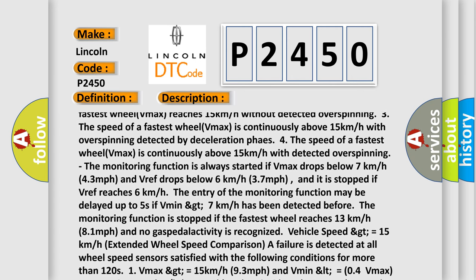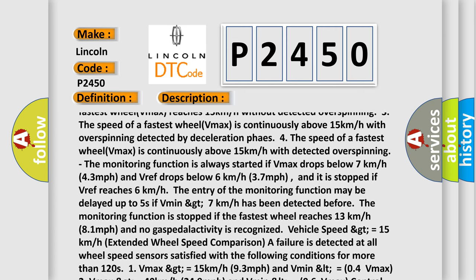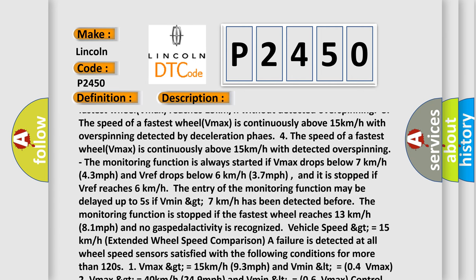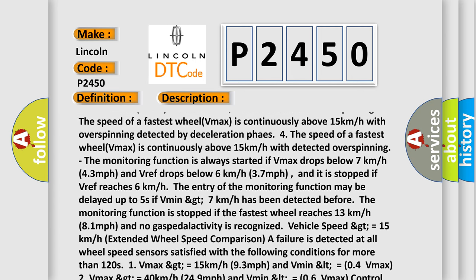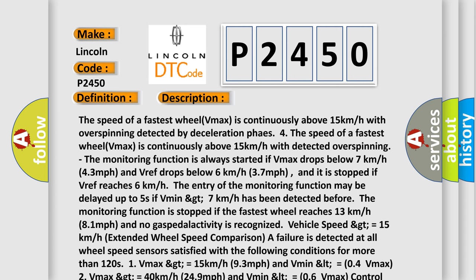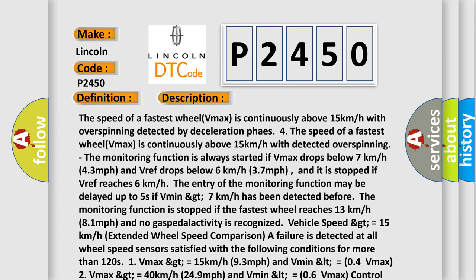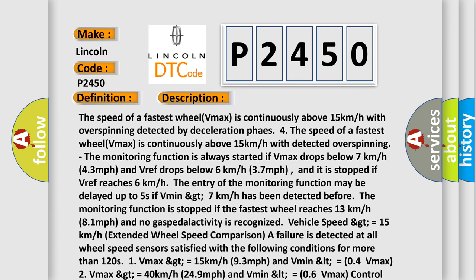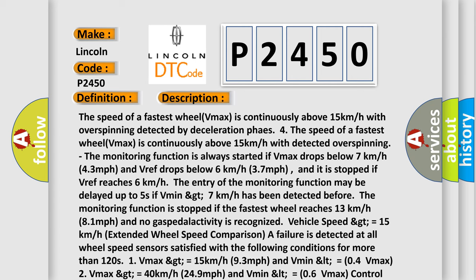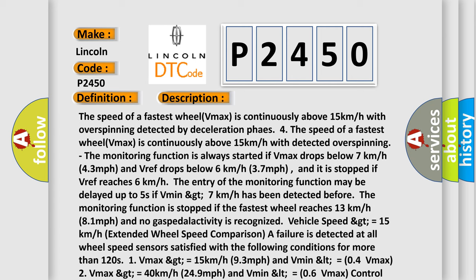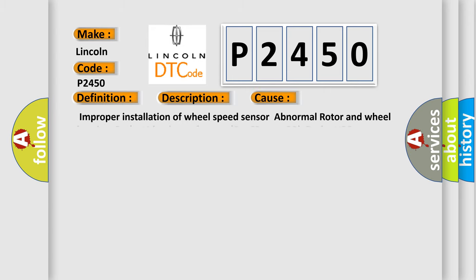Extended wheel speed comparison. A failure is detected at all wheel speed sensors satisfying the following conditions for more than 120s. 1, Vmax GT equals 15 km per hour, 9.3 miles per hour, and Vmin LT equals 0.4 Vmax. 2, Vmax GT equals 40 km per hour, 24.9 miles per hour, and Vmin LT equals 0.6 Vmax. Control cycle too long. A failure is detected if the duration of permanent pressure reduction or pressure holding phases exceeds 28s. This diagnostic error occurs most often in these cases.